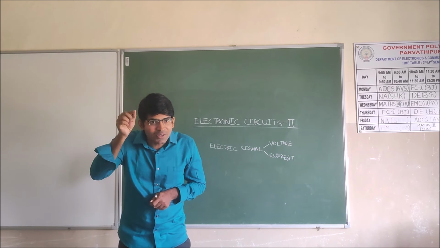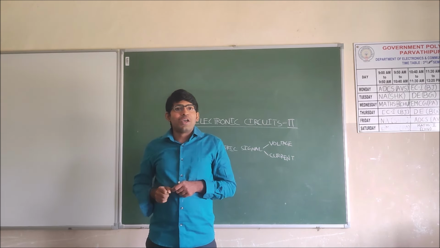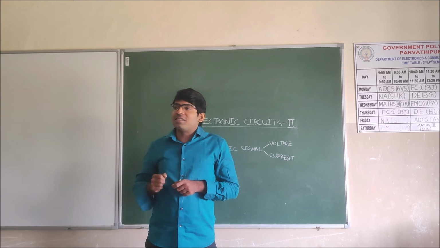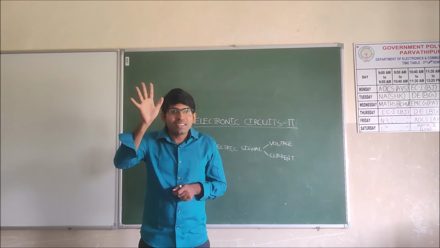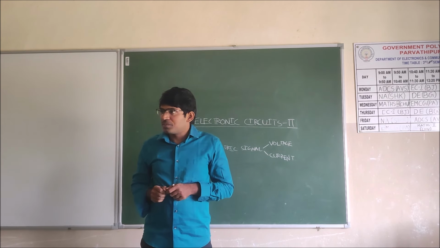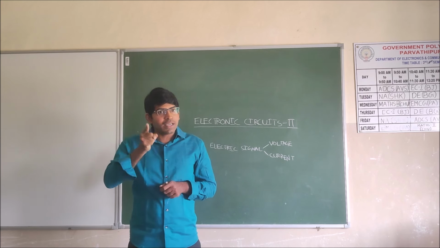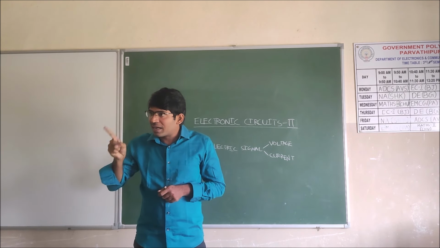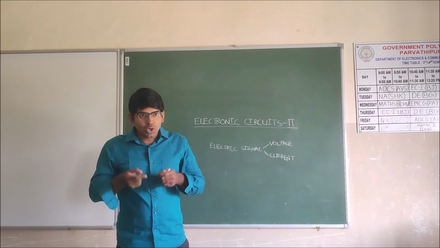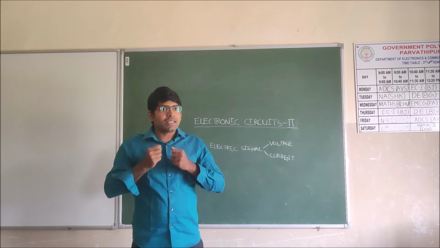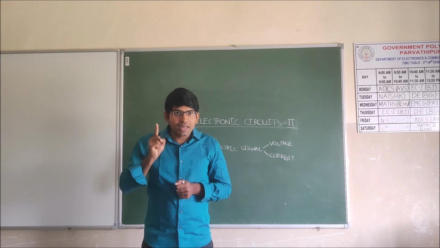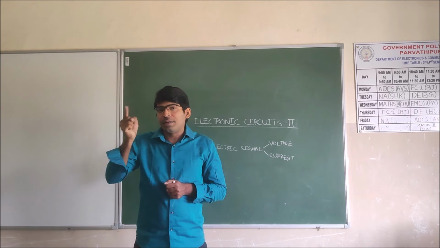Your hair is receiving the light, your ear is receiving the light, your hand is receiving the light, but only your eyes are capable of converting that light signal to electrical signal. So after converting that to electrical signal, this electrical signal should be sent to the brain.